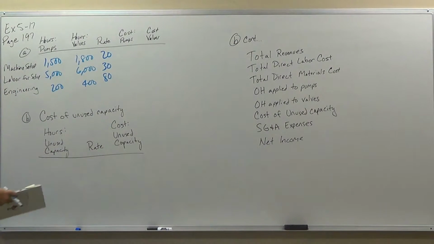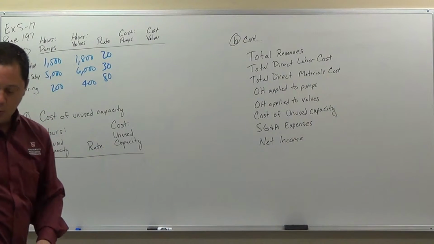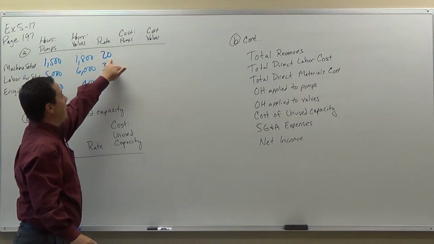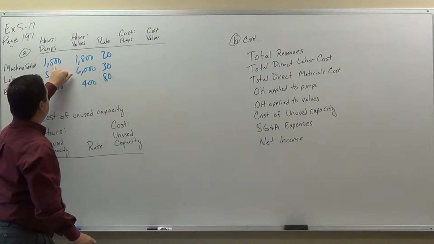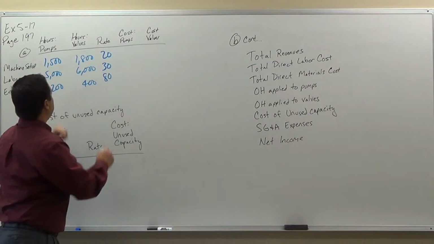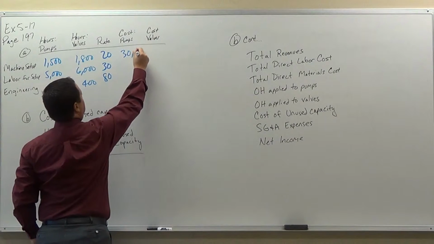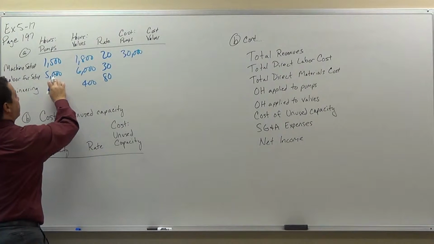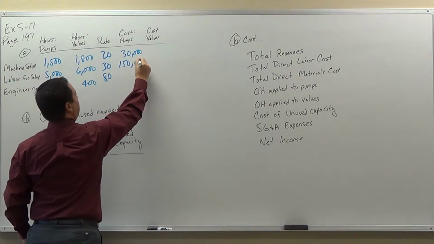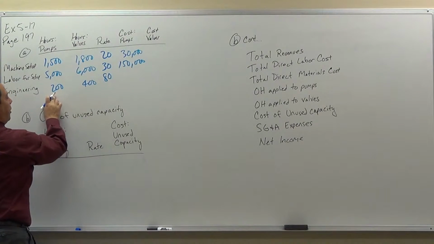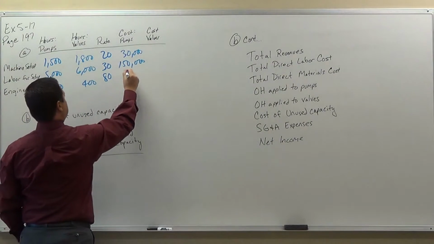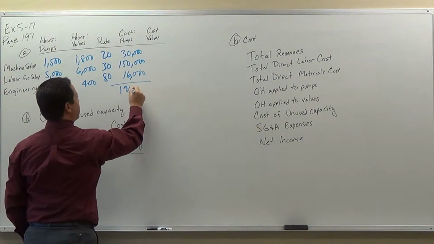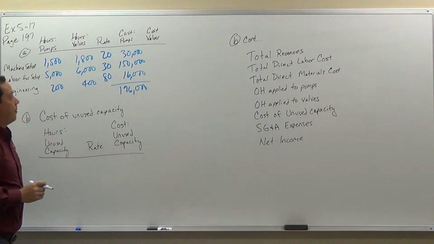Now how do I figure out the cost of my pumps? Basically, I take my hours of pumps times my rate, and that gives me my cost. I take the 1,500 times the 20, and that gives me 30,000. Then I do this one here: 30 times the 5,000, which gives me 150,000. And lastly, the 80 times the 200, which gives me 16,000. If I total all that up, it's 196. That gives me my cost for my pumps.